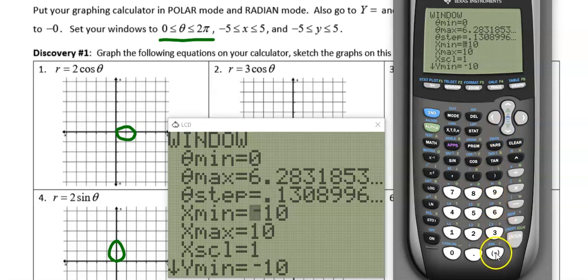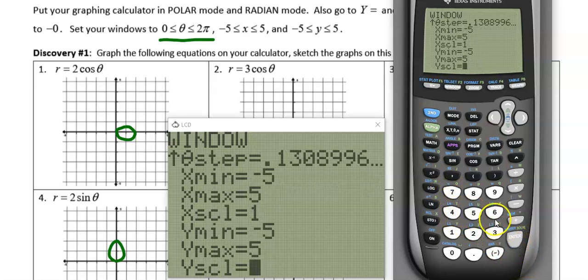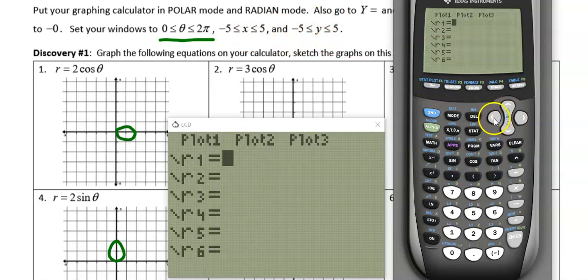All we're going to change is negative 5, positive 5, 1, negative 5, positive 5, and then 1. You can see on your screens that 0 to 2 pi is already set for us. The 0.13, leave that alone. And then you're going to go from negative 5 to 5 for x and y. The last thing we're going to do, and this is most important, guys, is come over to where we see the little r and change it. We're going to press enter twice, and you're going to see this sign that looks a little bit like a key or a doorknob.